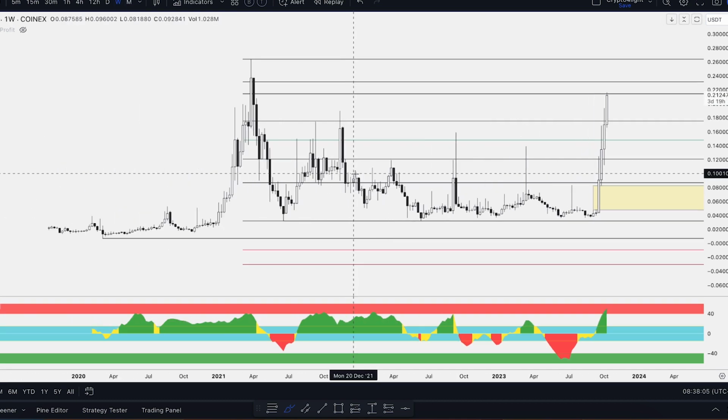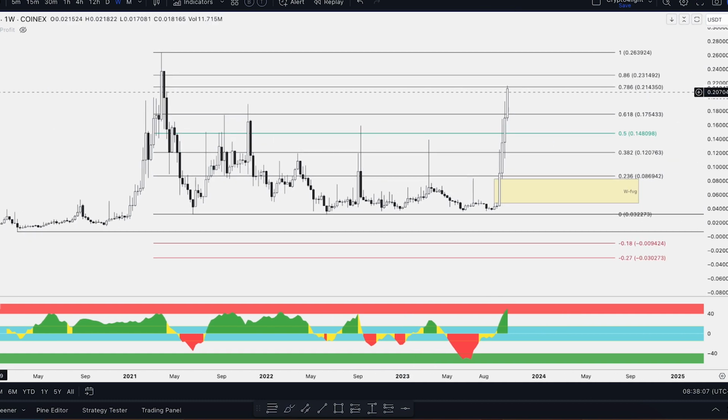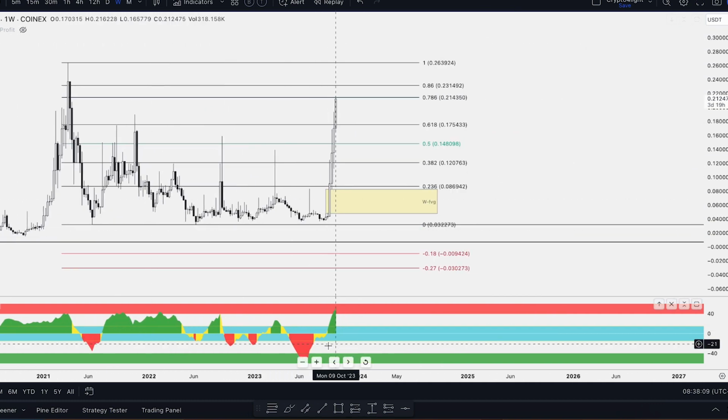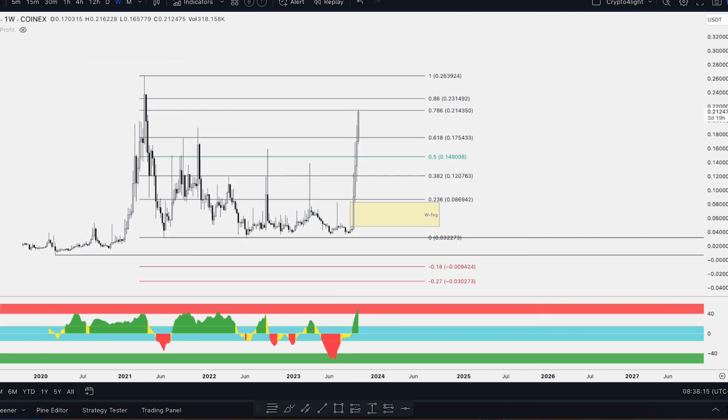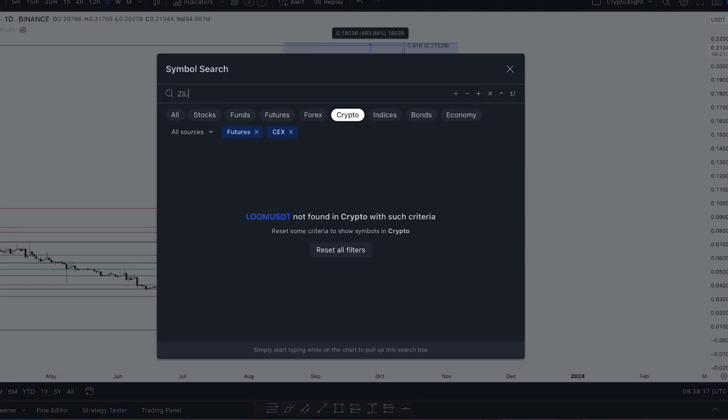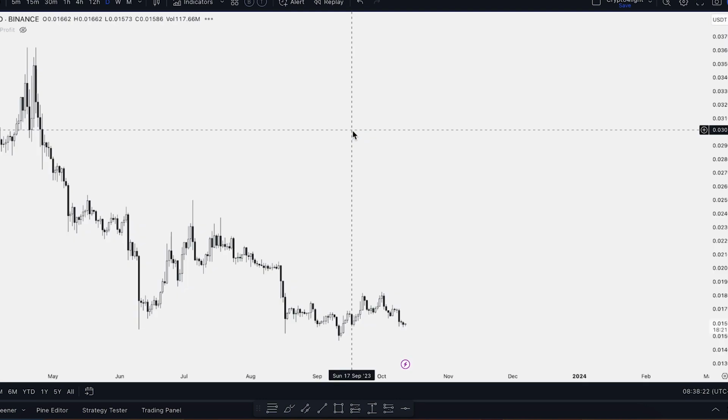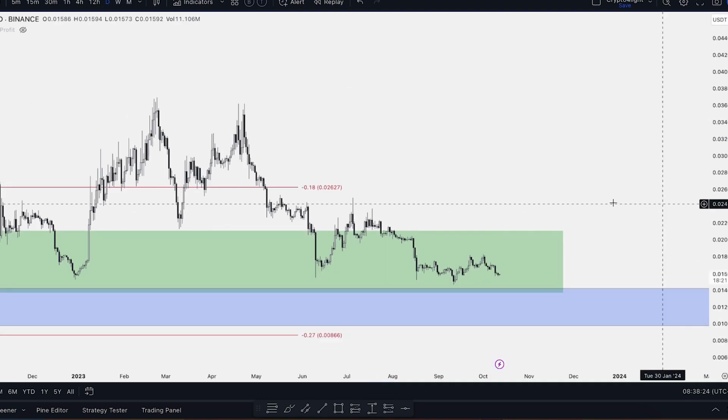On a weekly, here, accumulation, now we're in distribution. You remember the hype with the ZILIKA? So it reminds me of the ZIL price. Let me show you. ZILIKA on Binance here, this period.